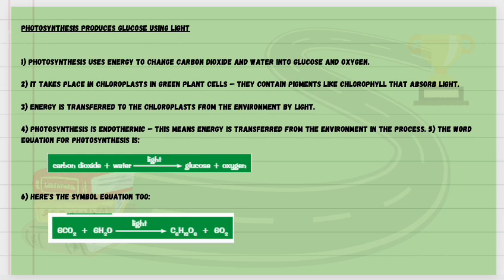Photosynthesis is endothermic. This means energy is transferred from the environment in the process. The word equation for photosynthesis is below. Here is the symbol equation too, below.